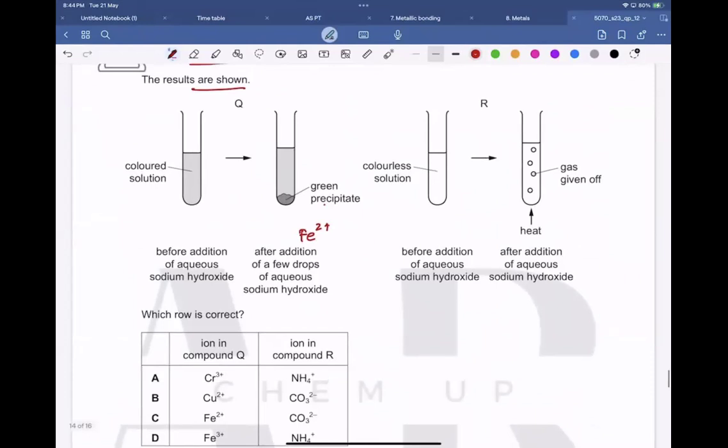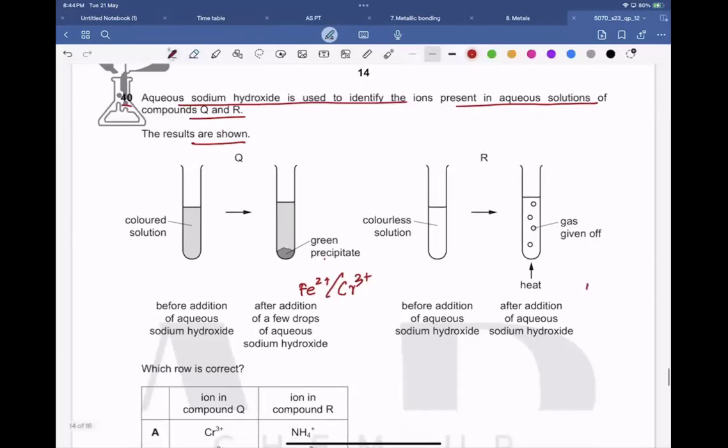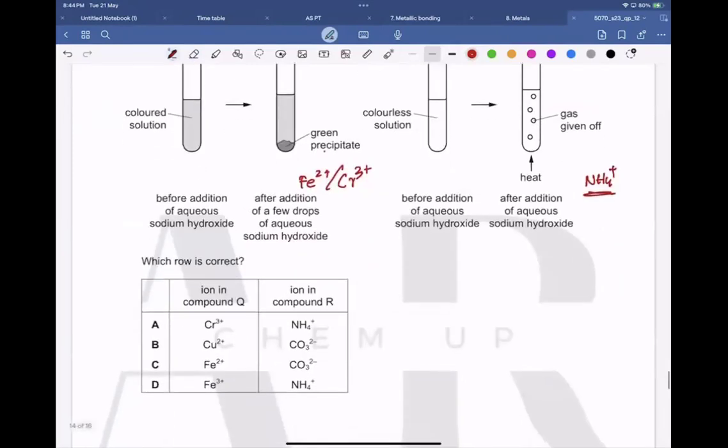Now, with the colorless solution before addition, after addition of aqueous sodium hydroxide, gas is given off, so it means it must contain ammonium ion. Yeah, because the gas is ammonia, so ammonium ion is present. First we identified either iron or chromium, which makes this go wrong, and this goes wrong because this is iron 3+, which shows red brown. Now, as we have found ammonium ion is there, this carbonate makes C go wrong, so we are left with only option A. So option A is the correct one.